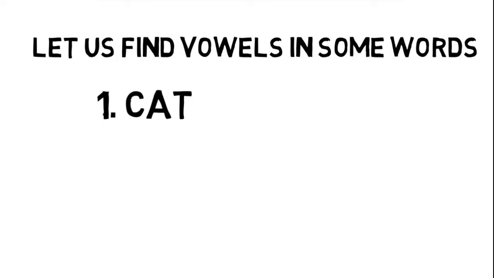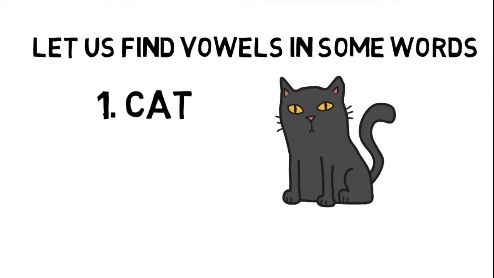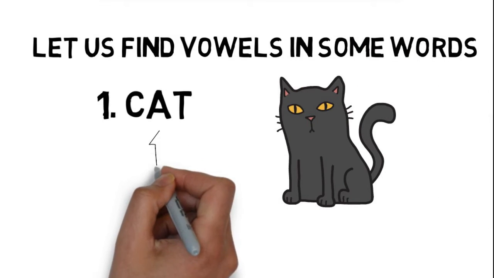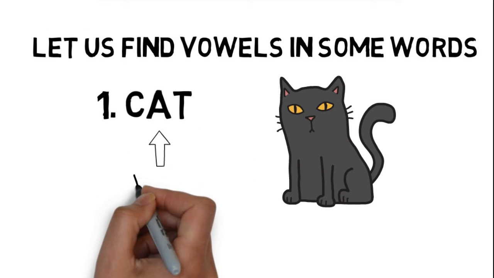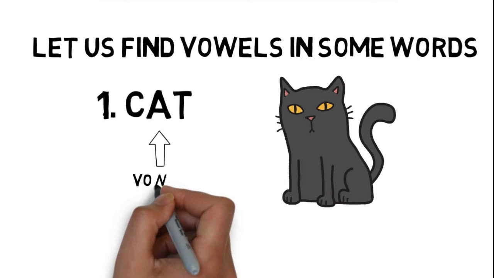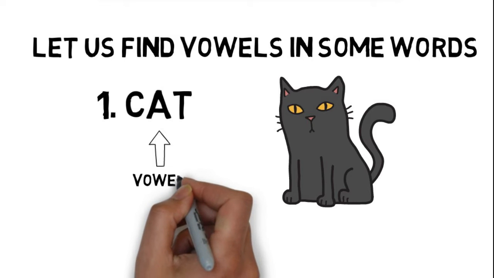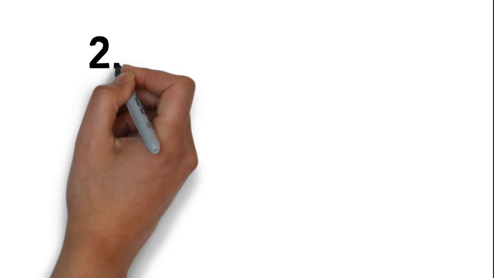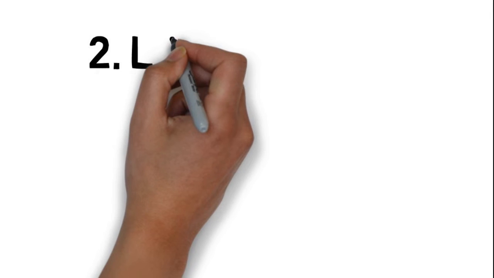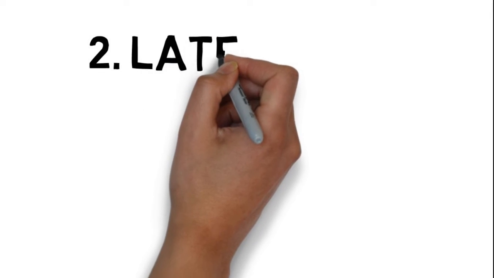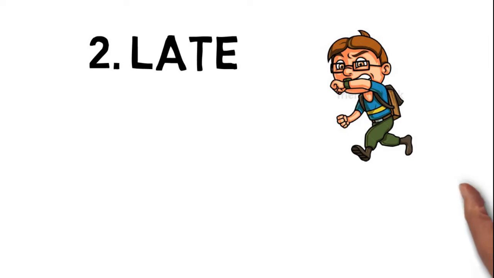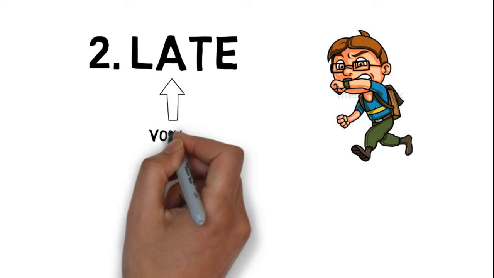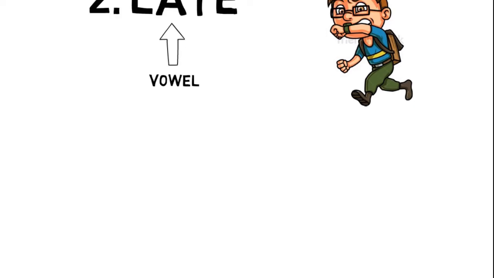Number 1. C-A-T, cat. Now the letter A is a vowel. Number 2. L-A-T-E, late. Now the letter A is a vowel.